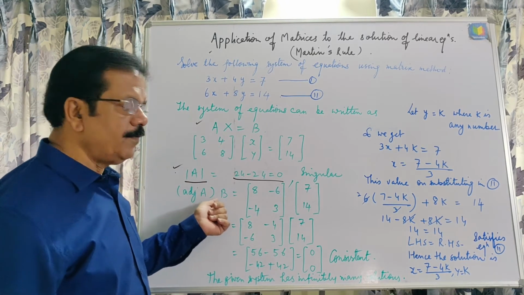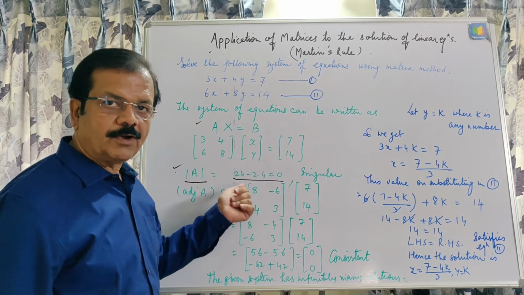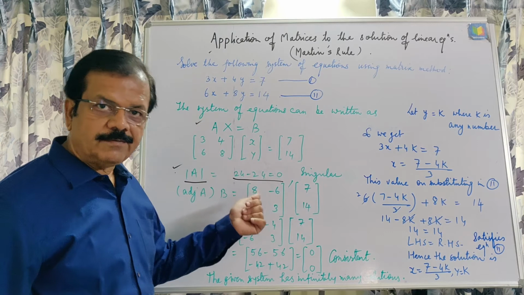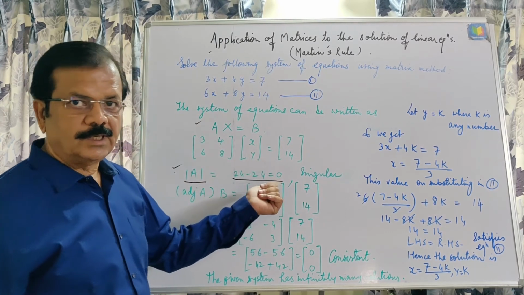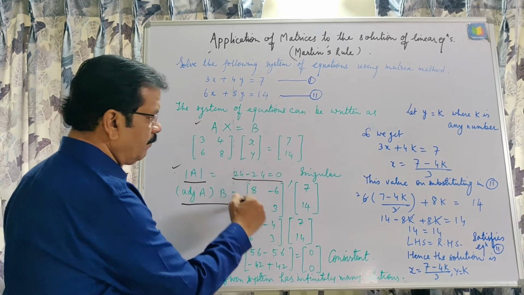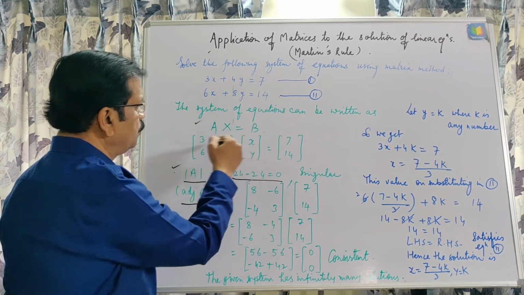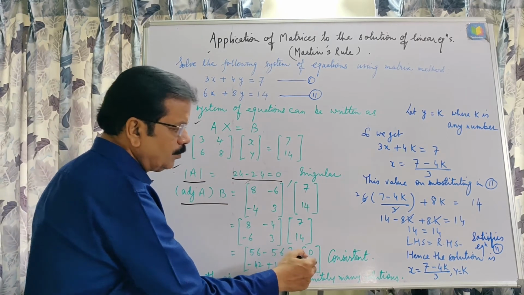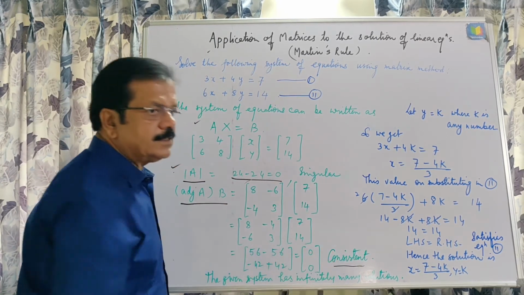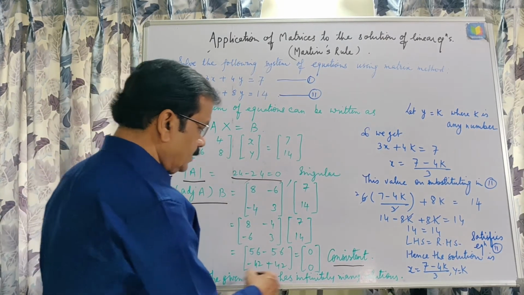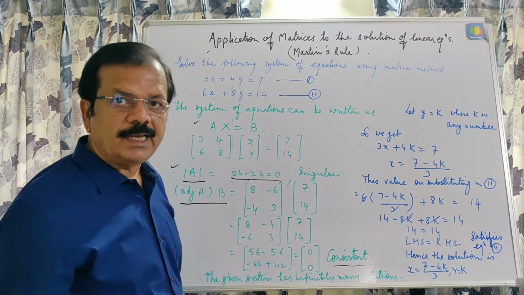If adjoint of A into B is not coming 0, then this is inconsistent, that we had seen in the last question. But here, after finding adjoint of A into B, we can find it directly because this is 2 cross 2 and we can write the transpose of this. We are getting 0, and that is why this is consistent. Okay, and the system has infinitely many solutions.